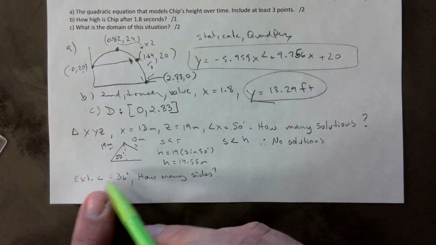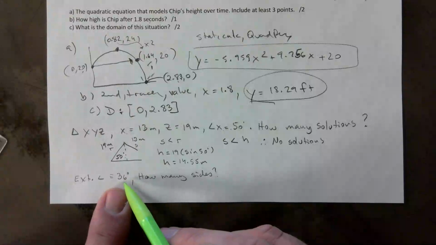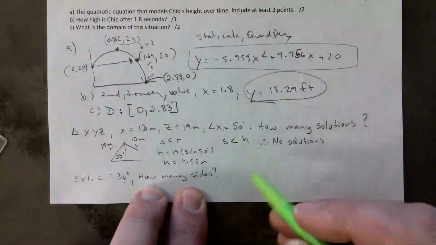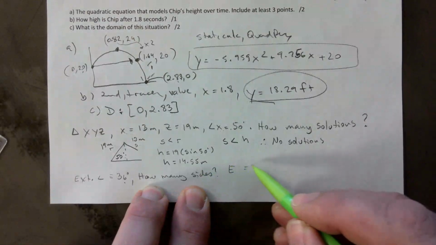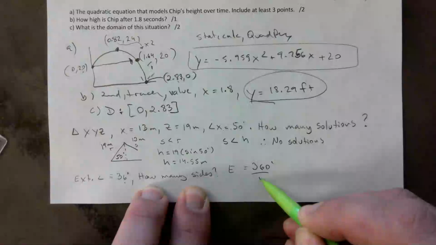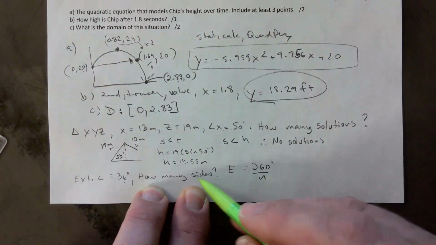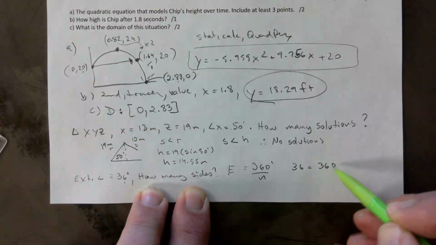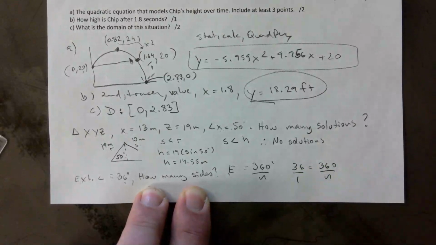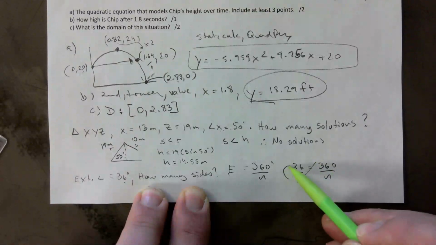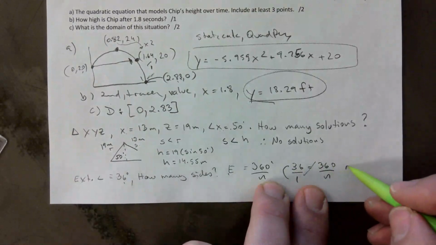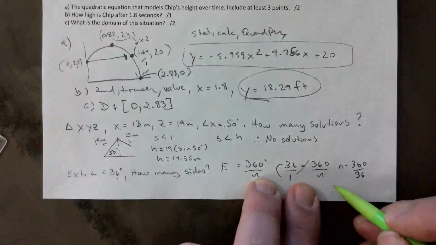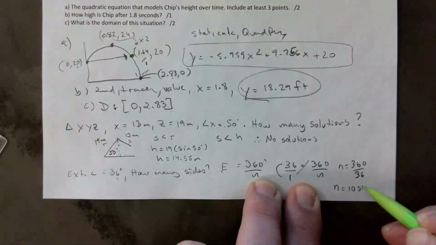Do you remember, if I told you the exterior angle of a polygon is 36, would you know how many sides it has? Use the formula. So the 360 over n, correct? You know that exterior is 36. You go 360 over n, put a 1 here, cross multiply and divide. So it'd be 360 divided by 36. N is equal to 10 sides.